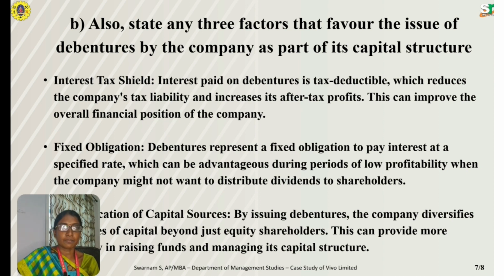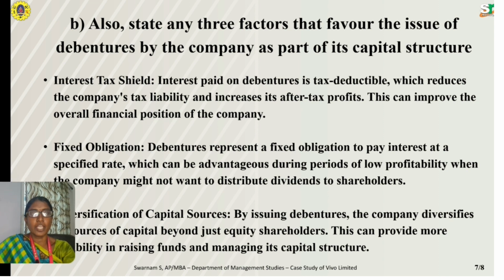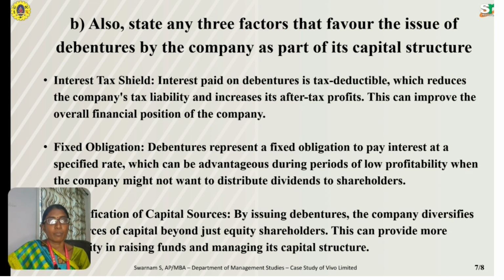And the third one is diversification of capital sources. By issuing the debenture, the company diversifies its sources beyond its equity shareholders. If they issued that 40 lakhs in equity again, the number of shareholders would be excessive and they would have the drawback of having more shareholders and losing their control. But when they go for issuing debentures, having already issued only equity shares, they have gone for another source, debentures.